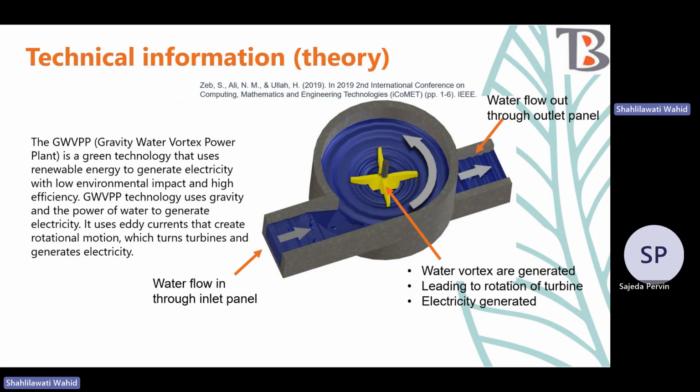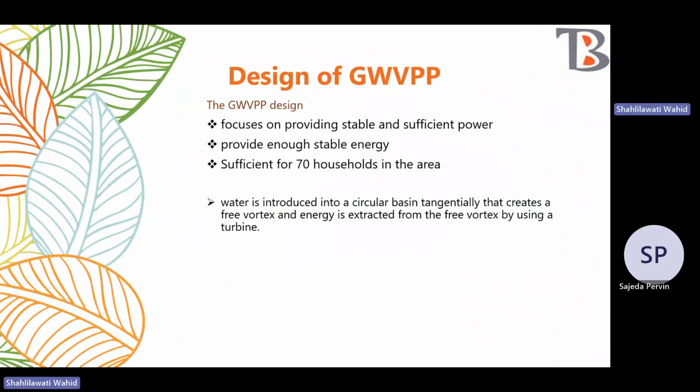The GWVP is a green technology that uses renewable energy to generate electricity with low environmental impact and high efficiency. GWVP technology uses gravity and the power of water to generate electricity. It uses eddy current that creates rotational motion, which turns turbines and generates electricity. The design of GWVP is focused on providing stable and sufficient power. The proposed solution is expected to provide enough stable energy for around 70 households in the area.